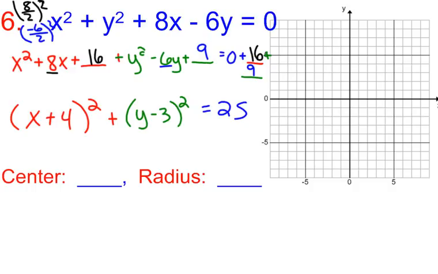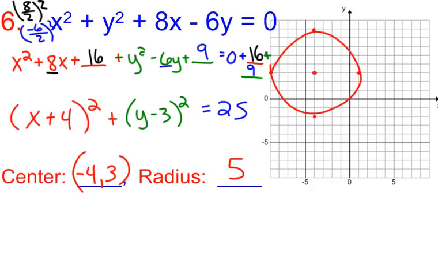So I need to actually find it. I would pull those numbers out and get negative 4, 3 for my center. And my radius is the square root of 25, so 5. So I'm going to plot these points. I go to negative 4, 3. And then I'm going to go up 5, right 5, down 5, and left 5.